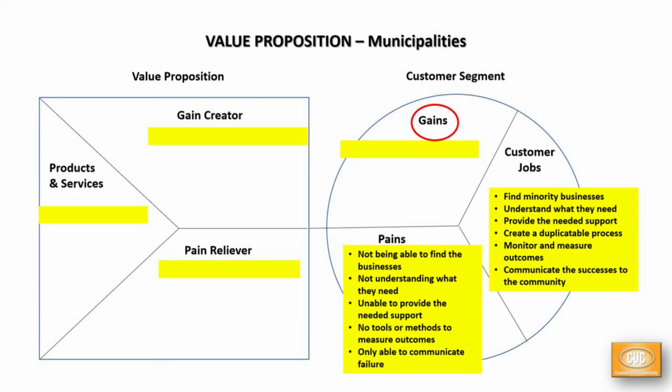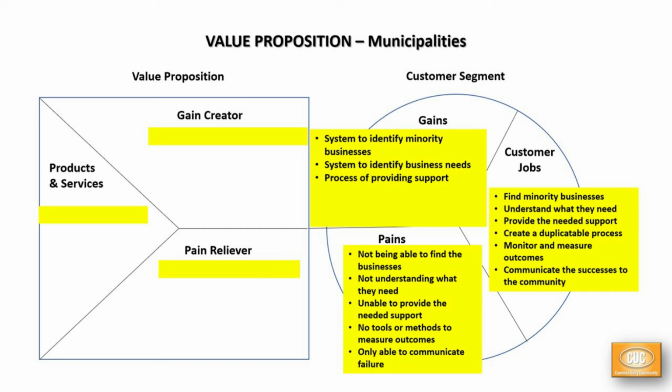The gains include the ability and a system to identify minority businesses better than just those reported as minority business enterprises, a system to identify minority businesses and their needs, an effective process for providing support, tools to monitor and measure the progress that's been made, and a positive message of success to communicate to the public.